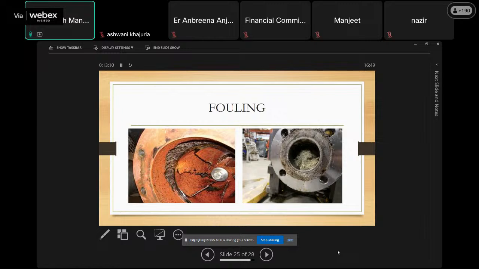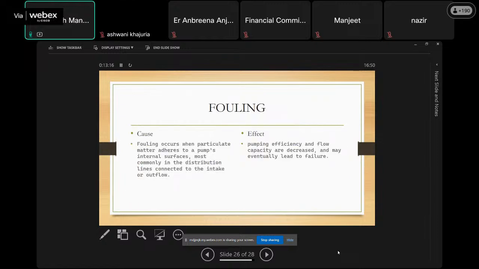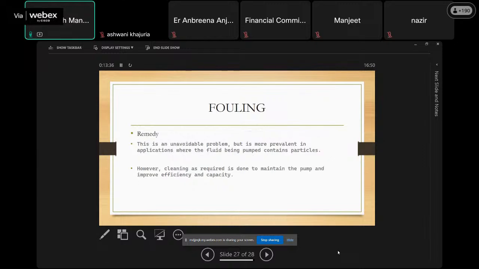Another cause of damage to the pumps, which is much less predominant in the irrigation sector, is fouling. In fouling, particulate matter adheres to the pump's internal surfaces, mostly in the distribution lines that are connected to the intake or the outflow pipelines. The efficiency and the flow capacity are decreased, and eventually it can lead to failure of the pump.